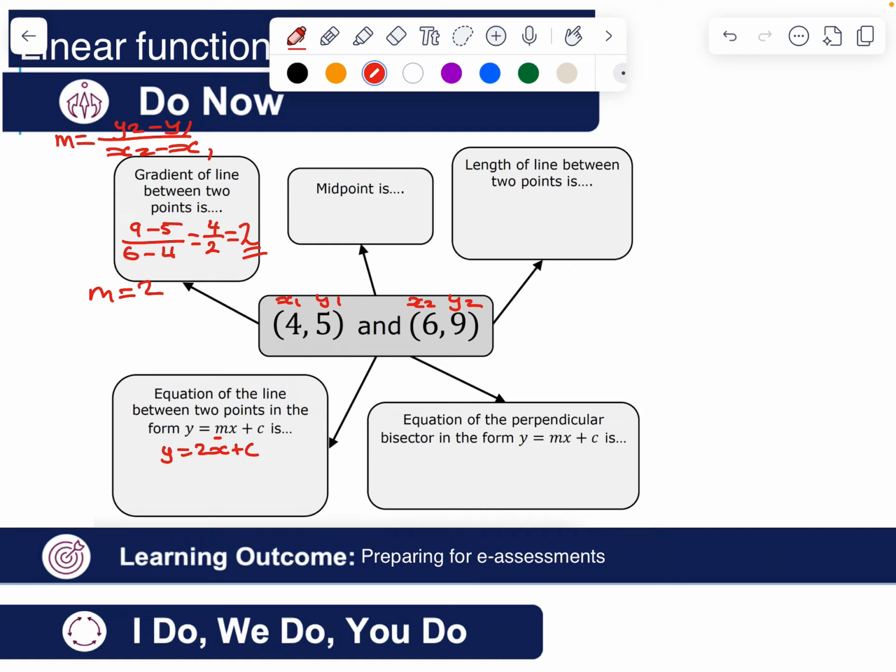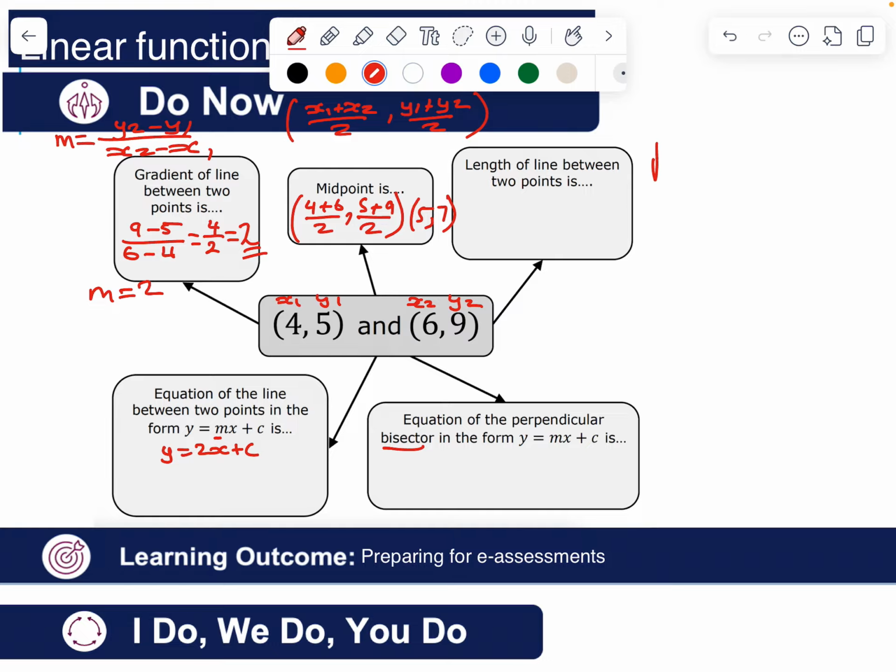The next thing we're going to look at is midpoint. So on the formula page, it's x1 plus x2 over 2, and then y1 plus y2 over 2. So for this question, we're going to have 4 plus 6 over 2 for the first coordinate, and then 5 plus 9 over 2 for the second. So 4 plus 6 is 10, so that's going to be 5. 5 plus 9 is 14, so that's going to be 7. That's the midpoint. That's going to be important for this question.